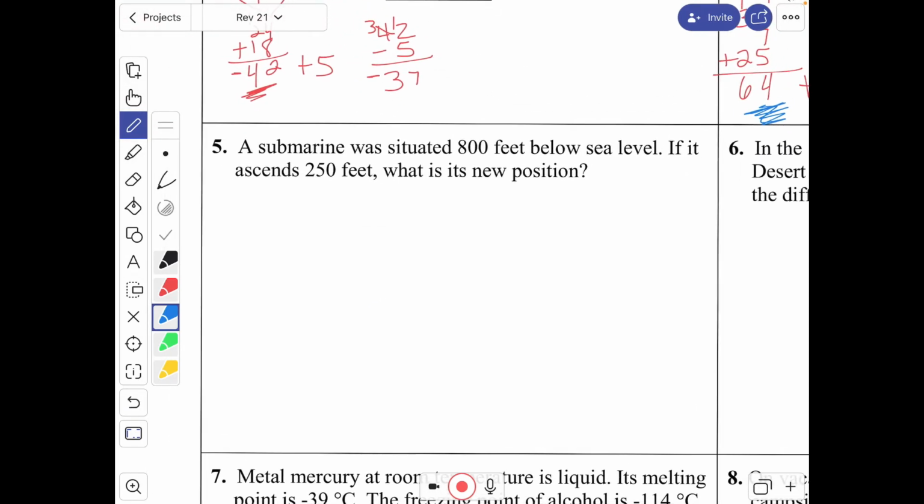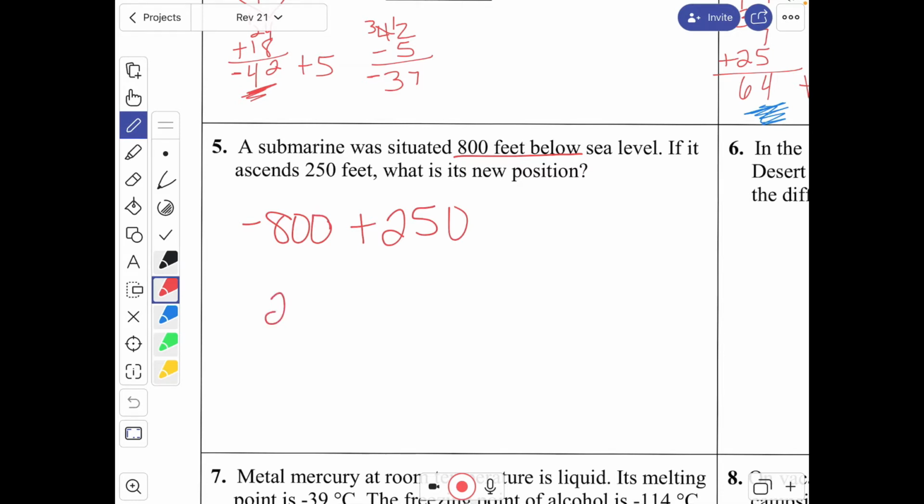Number 5. A submarine was situated 800 feet below sea level. If it ascends 250 feet, what is the new position? Okay, it's 800 feet below, so that's negative 800.